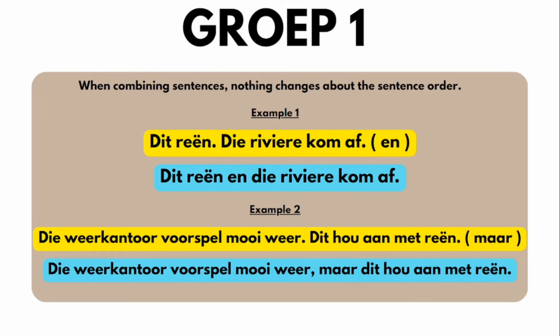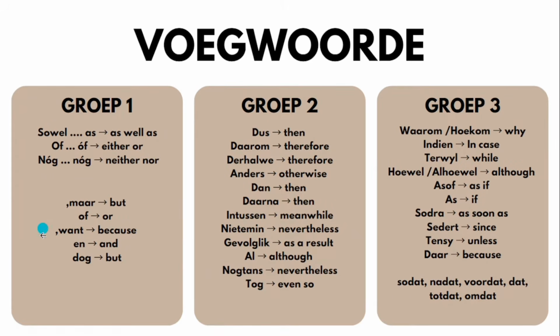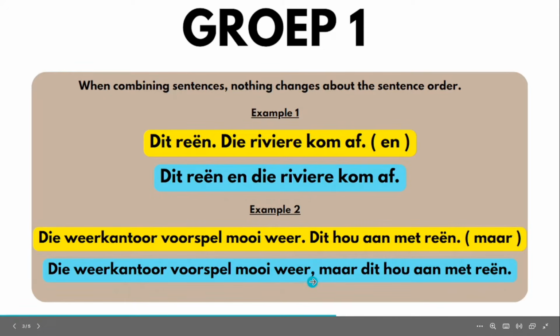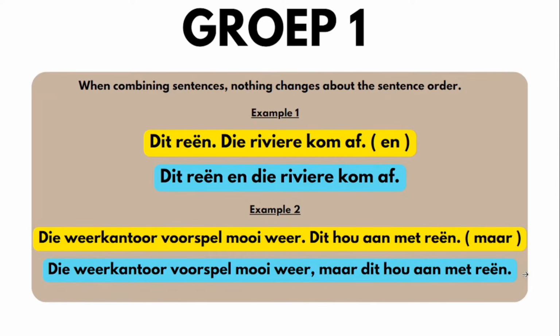Then the next one, there's only a slight change here, but I've already put in a clue for you in the previous slide, which is the fact that maar and want must have a comma in front of them. So in this sentence, die weerkantoor voorspel mooi weer, dit hou aan met reën, you have maar. You need to remember that before maar, there needs to be a comma: die weerkantoor voorspel mooi weer, maar dit hou aan met reën. I put this in because even if you put maar in the right order and you forget the comma, there's a high possibility that the teacher is going to mark it wrong. So that's why it's important for you to have that there.